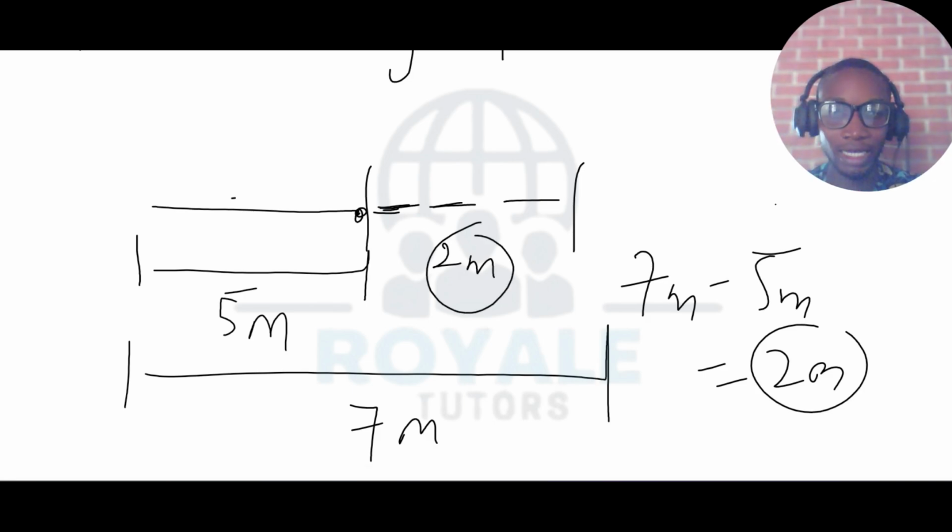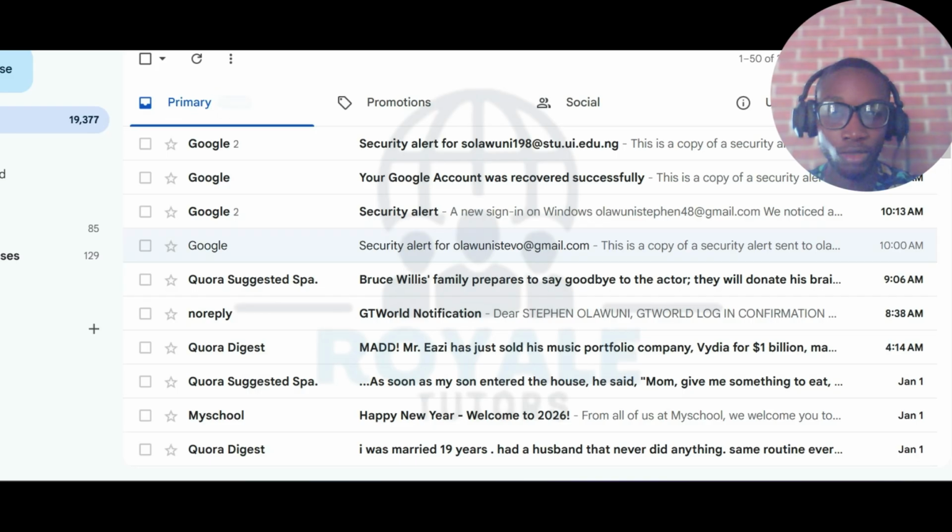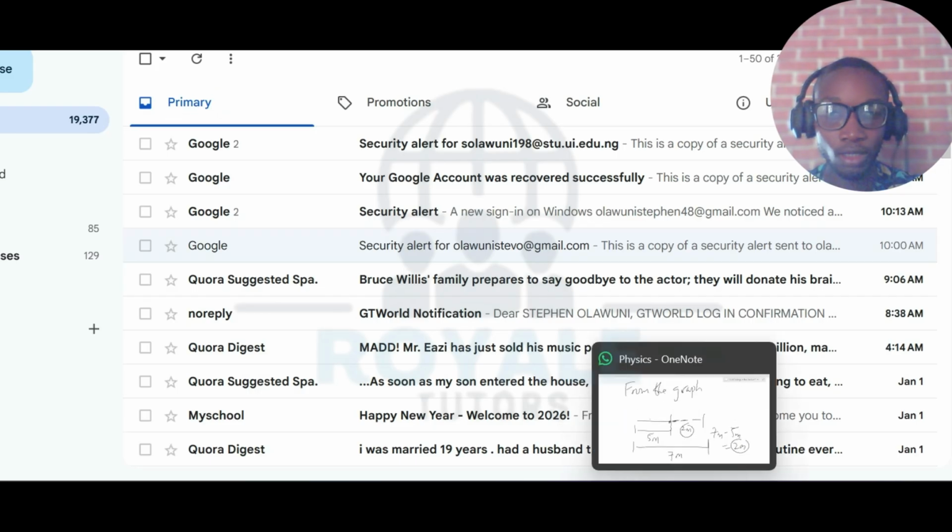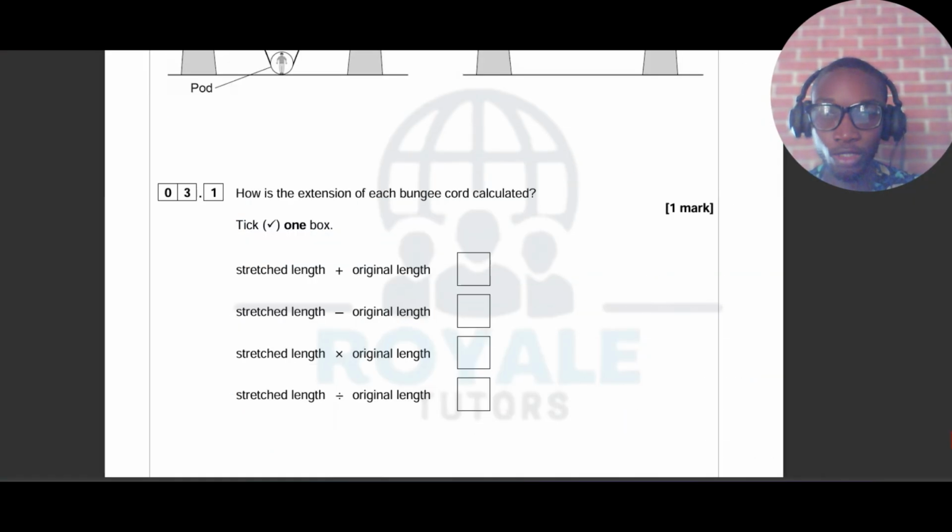The same thing is what we will do in this question, which says, how is the extension of each bungee cord calculated? So the stretched length, that's the new length, minus the original length. That's how it's calculated.